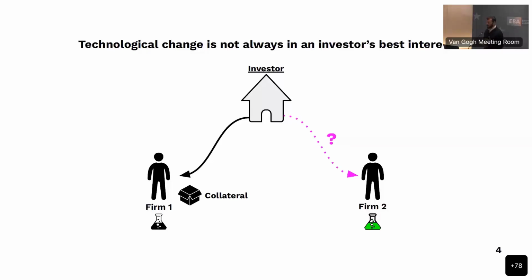The first one would be that should this technology be superior, firm 2 entering the market could steal away some of the business from firm 1. And so there would be an effect on the probability of default and the performance of firm 1.